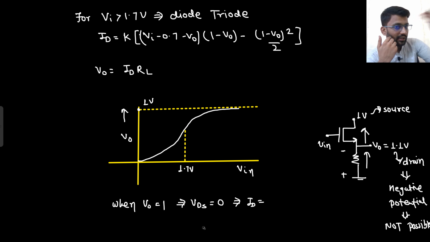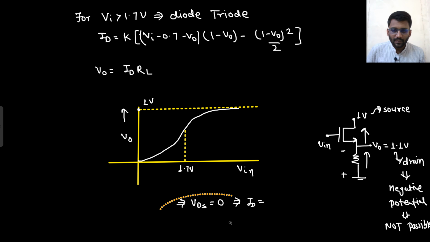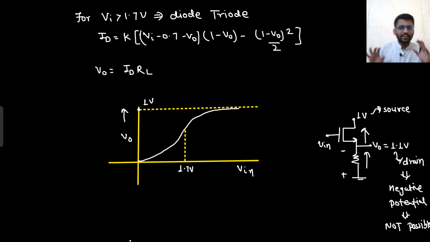It's not that it will go till 1 volt, right? Because if ID becomes 0, V naught goes to 0 only. So basically it will rise from 0 and it will try to go towards 1 volt. That's it. So let's not write it. No meaning of writing it. So did you understand this point? The maximum value V naught can attain is 1 volt. And V in can be anything.